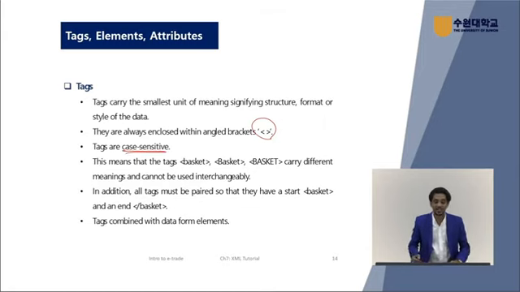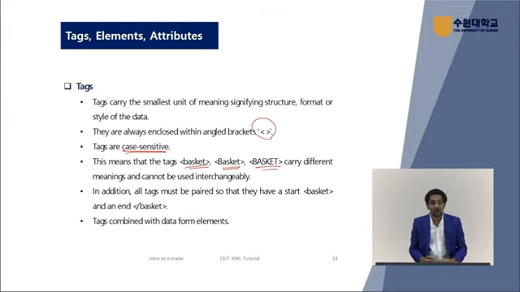Case sensitive means that, for example, basket with a small b, basket with a capital B, and basket in all capitals all carry different meanings, right? So when you define your tags, you have to make sure that you follow the same case. If you defined them in uppercase, you have to use uppercase in your document, and if you defined your tags in small case, then you have to use small case in your document, right?